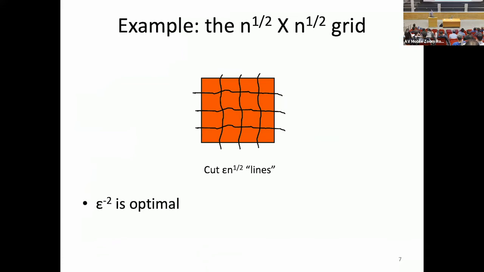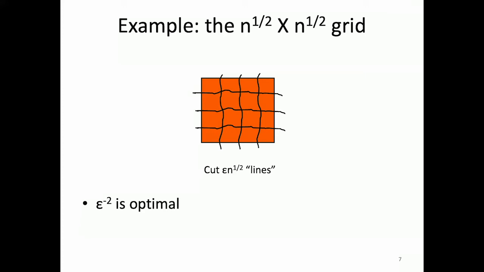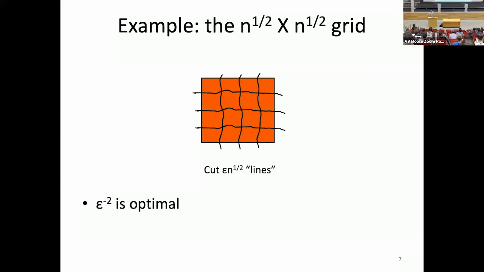Consider the root n cross root n grid. This is a planar graph with n vertices. If you wanted to divide it up into small parts, you'd do the obvious thing: cut along lines and separate them out equally. If you wanted to remove an epsilon fraction of the vertices, you would cut an epsilon fraction of the lines, equally spaced. So you would cut epsilon root n lines. Then the width and height of each region, the perimeter of each region, becomes 1 over epsilon. So the area is 1 over epsilon squared, and you get connected components of size 1 over epsilon squared. So this epsilon to the -2 is optimal.